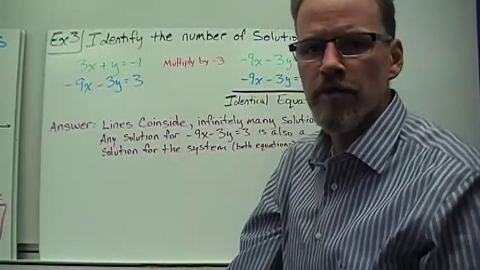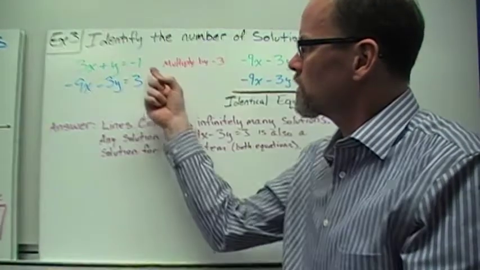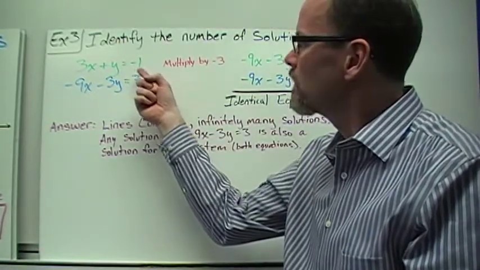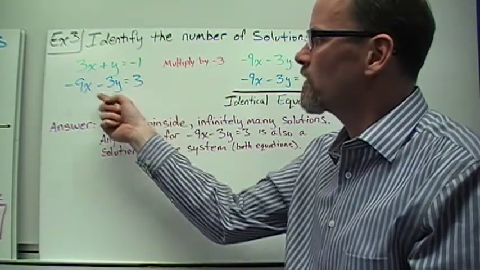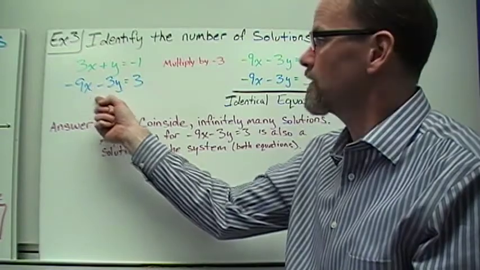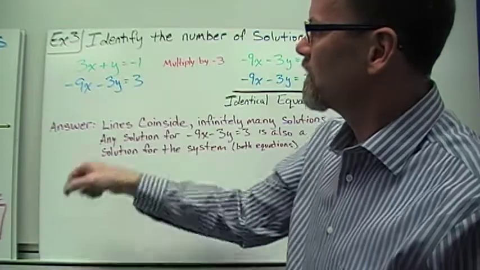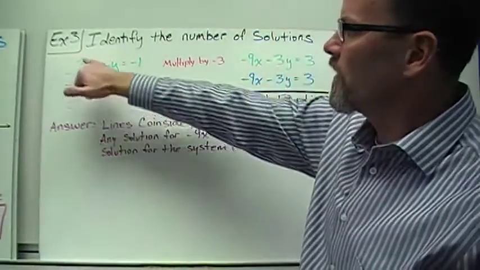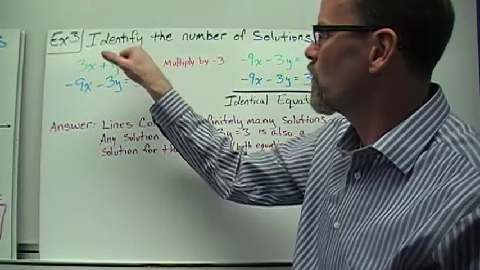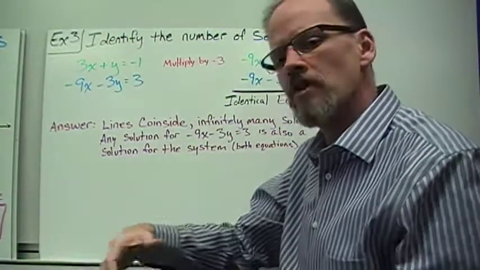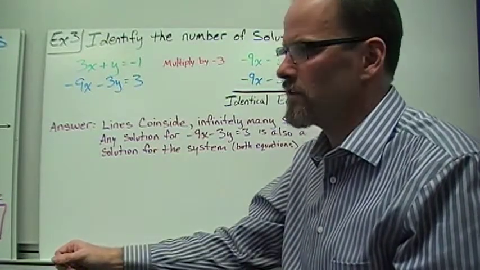Okay, example 3. Identify the number of solutions. Equation number 1: 3x plus y equals -1. Negative 9x minus 3y equals 3. Again, I'm looking at these and I've noticed that 3 is a factor of 9, and 1 is a factor of 3.